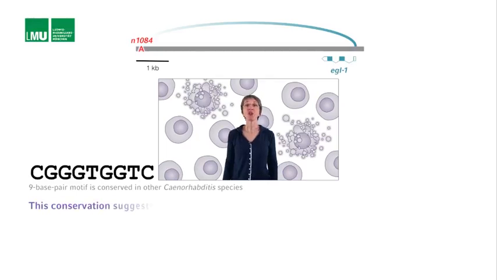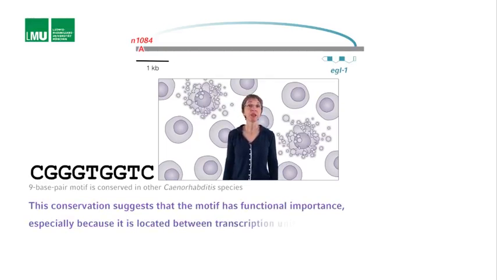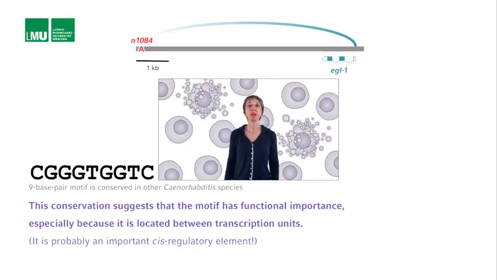Such conservation across Caenorhabditis species in general suggests functional importance, in particular when the region or motif of interest is located between transcription units and therefore in regions that are non-coding.